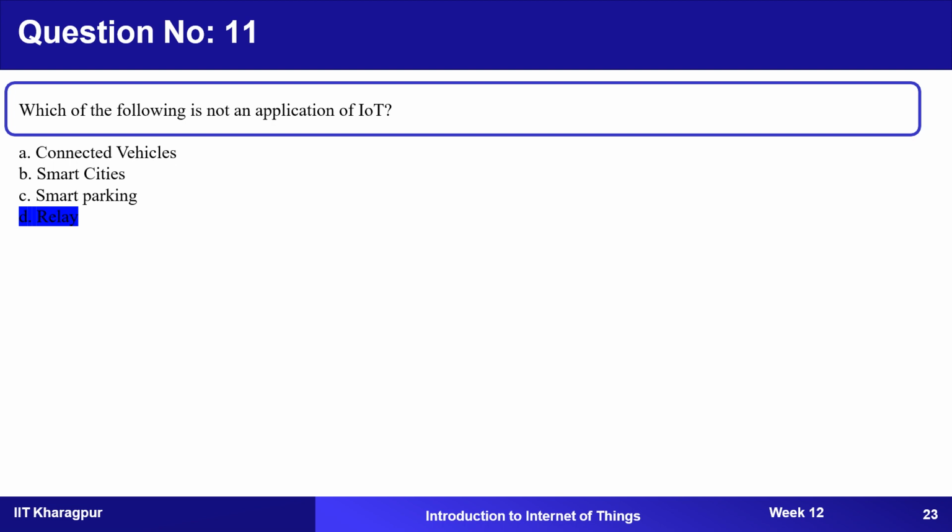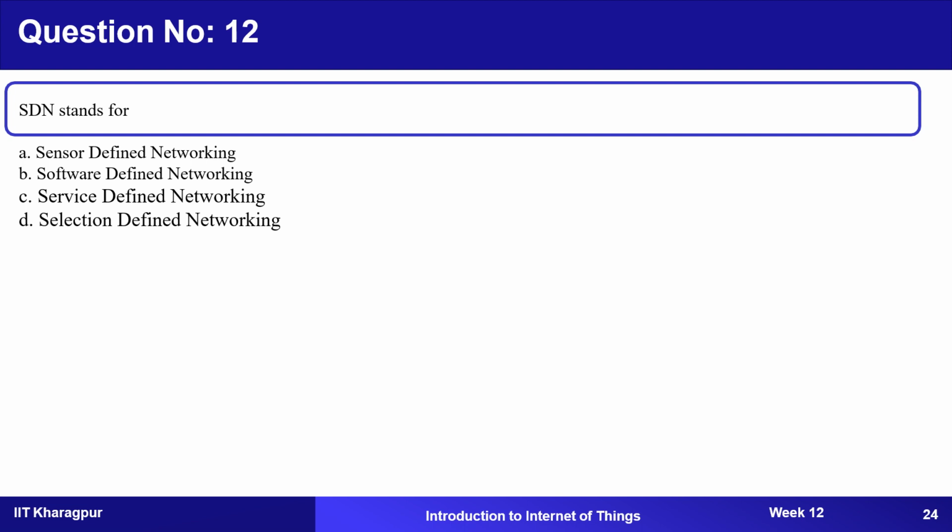and the others are applications of IoT. Next question is, SDN stands for sensor defined networking, software defined networking, service defined networking, selection defined networking. Software defined networking. B. Yeah, so the correct option for this is B.